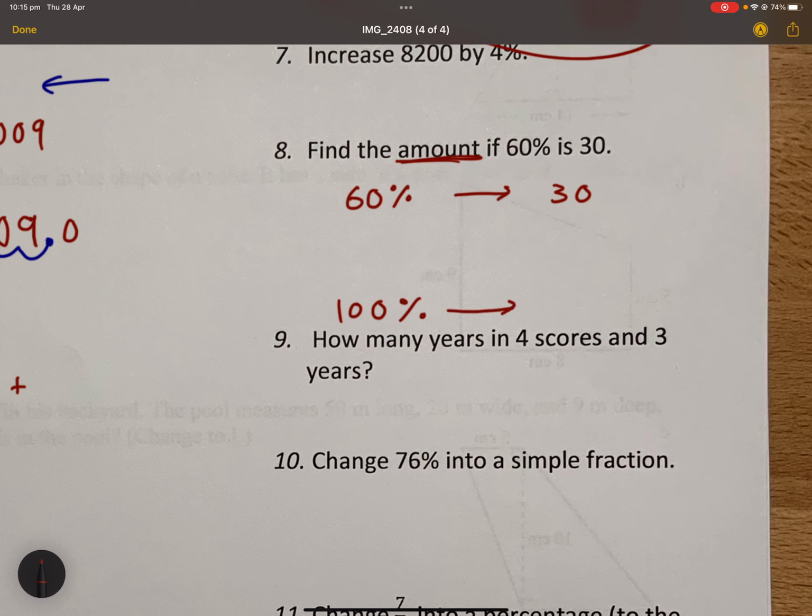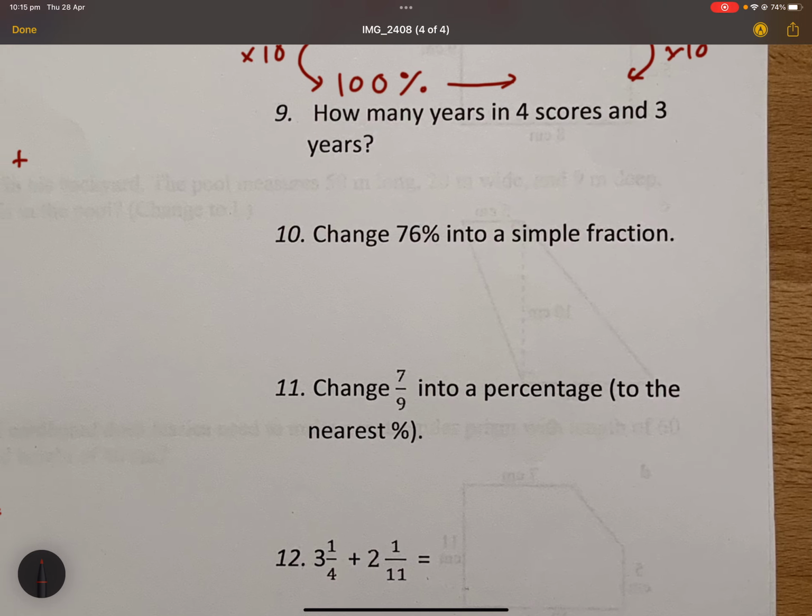Okay, so from 60 to 100, that's too hard to do. So how about we go from 60 to 10%? And what did we do from 60 to 10? We divided by 6, which means we do what? We divided by 6 as well. So 30 divided by 6 will be 5. So then from 10% to 100%, that's times it by 10, which means you times it by 10. Get the answer there.